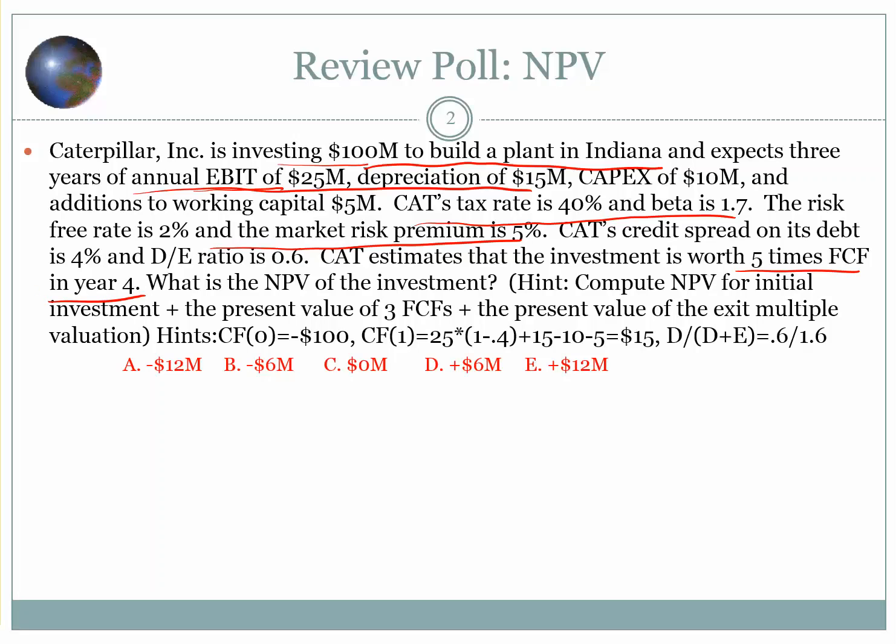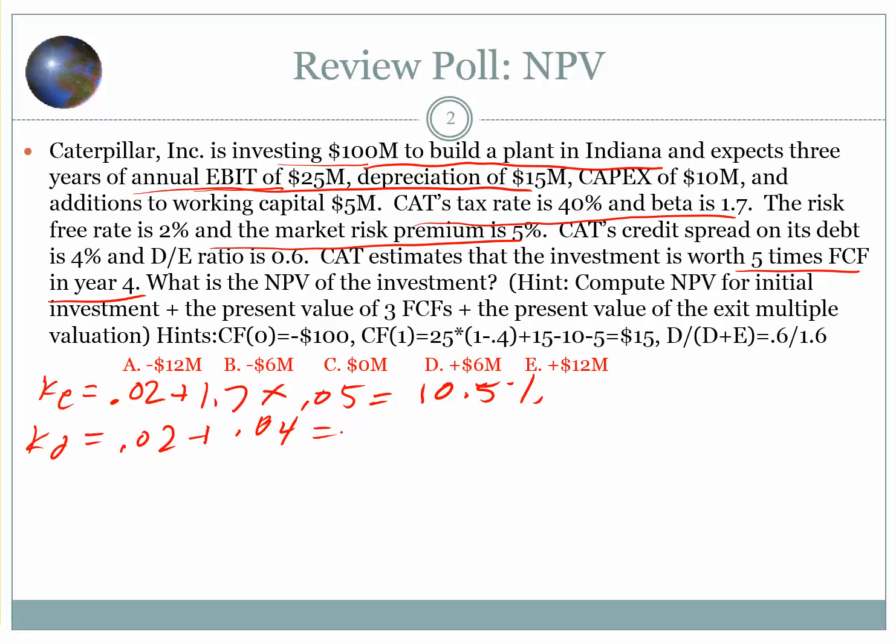In this type of problem, we would first calculate the cost of capital, for which you first need the cost of equity using CAPM. So we use the risk-free rate plus Caterpillar's beta times the market risk premium, and we get a cost of equity of 10.5%. Then we'll calculate a cost of debt of the risk-free rate plus a credit spread of 4%, so we get a cost of debt of 6%.